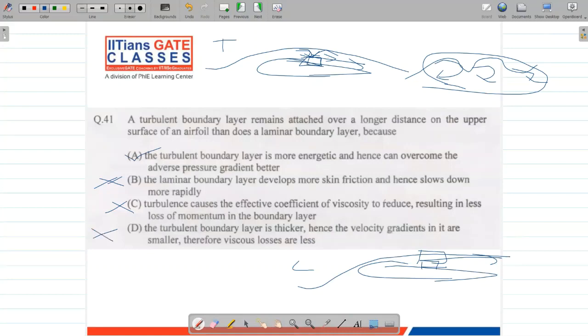Actually, the turbulent boundary layer is usually thinner than the laminar boundary layer, because a huge part of the boundary layer will be re-energized because of the random motion, and there will be only a very small region where you can see a proper velocity gradient. So it's a much thinner boundary layer for turbulence. So option A is the right answer.